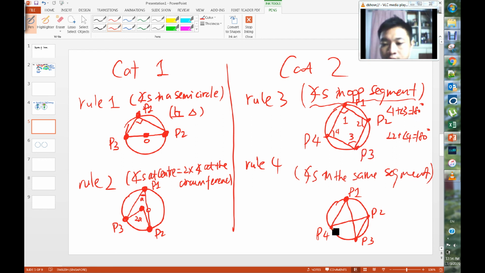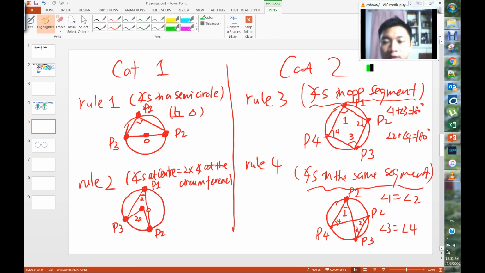So for angles in the same segment, they have 4 points on the circumference of the circle, and if this is your angle 1 and this is your angle 2, so using angles in the same segment, you should get angle 1 equals angle 2. So similarly, you have your angle 4 here, you have your angle 3 here, so your angle 3 is equal to your angle 4, and the rule you use is angles in the same segment. So if you have 4 points on the circumference, you can actually make use of rule number 3 or rule number 4.